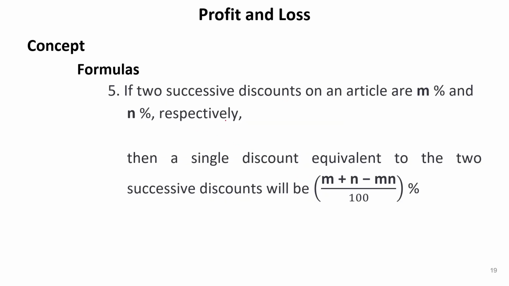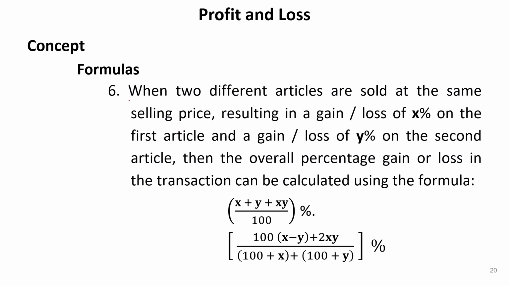Okay, so if two successive discounts on an article are M% and N% respectively, then the single discount equivalent to the two successive discounts will be (M + N - MN/100)%. Okay, so this formula is also very important. We have also used this formula in the discount chapter. So this formula is being repeated in this chapter, and this also holds a very large amount of relevance in this chapter.